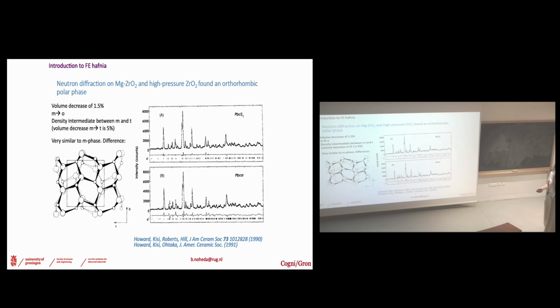So the people from Dresden said, okay, it seems like we have something that is compatible with this, with a polar phase that was once found in nanoparticles. So this is important: it's not a stable phase in the bulk material. It was a phase found in nanoparticles. So since that moment, people assumed that the polar phase of hafnia was this orthorhombic phase.